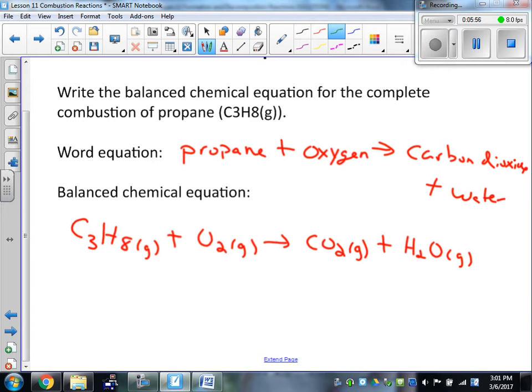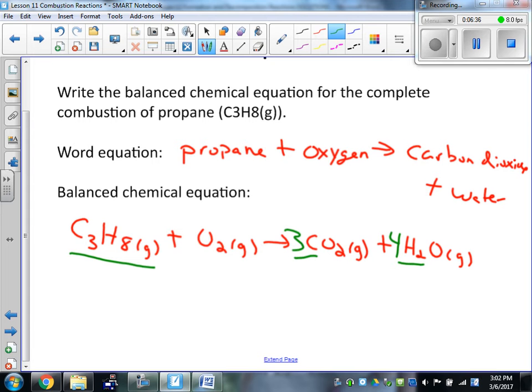C3H8, always plus oxygen. In fact, we call this the fuel. It could be gasoline, it could be wood, it could be whatever. That's the fuel plus oxygen, and it always gives you carbon dioxide and water. So you kind of have to memorize that part. Now we need to balance. So look, 3 carbons, and 8 hydrogens, 4 times 2 is 8 hydrogens.